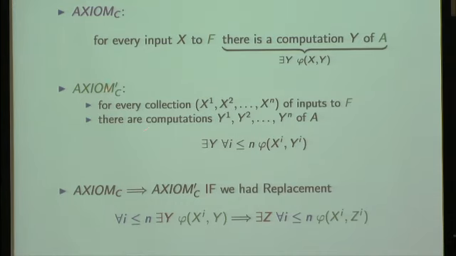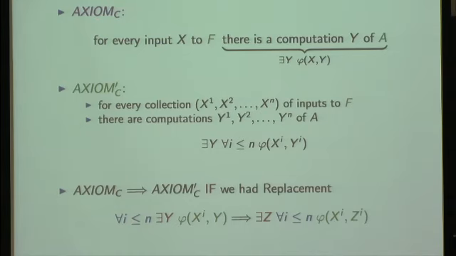The weaker one implies the stronger one immediately if we have the replacement axiom. That means that if we have this kind of axiom scheme in our theory, that is, if for every little i on input xi we know that there exists a computation y for it, then we can conclude that there's a longer string z that encodes computation for n many inputs. So if we have this axiom, then axiom C prime will follow from axiom C.